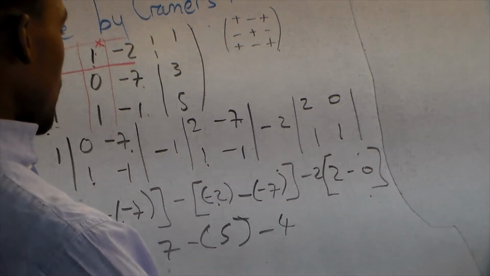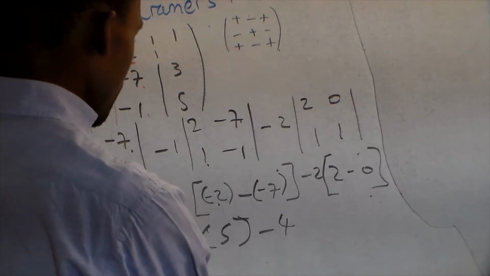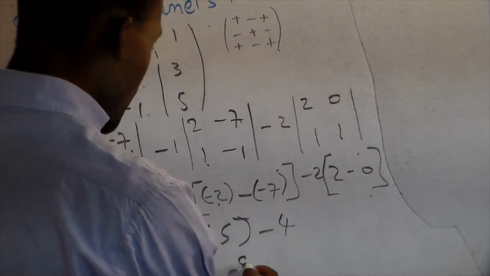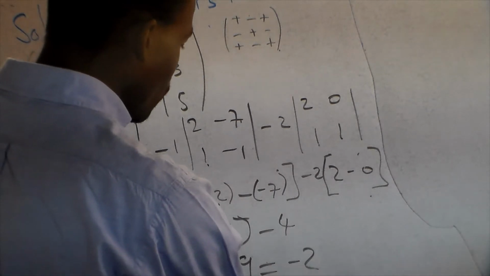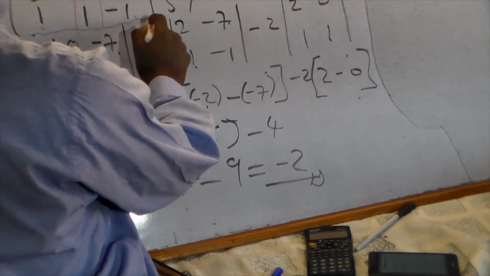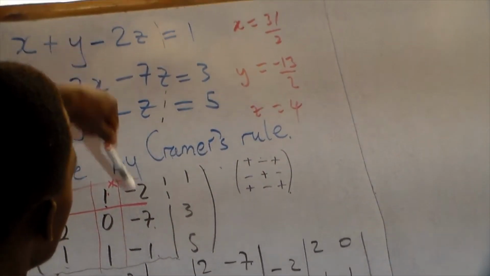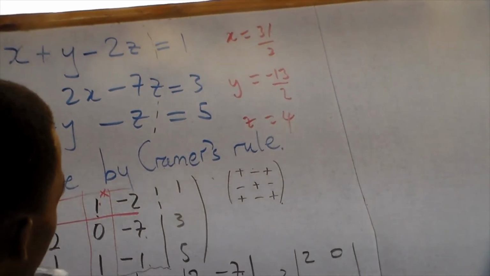Okay. Now we are saying 7 minus 9, we get a negative 2. That's the determinant for our system, this 3 by 3 matrix.